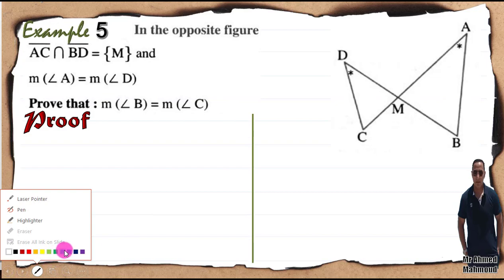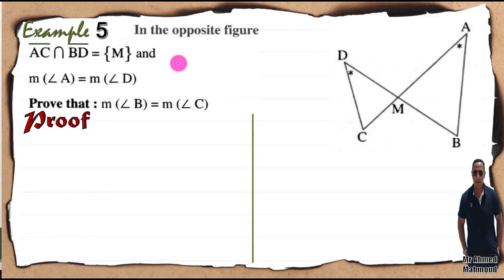Now, as we see here, prove that angle B equal to angle C, where angle A equal to D. Oh, it's very easy. Since angle A equal to angle D and angle AMB equal to angle DMC, VOA, so two angles equal to two angles, so the third equal to the third.